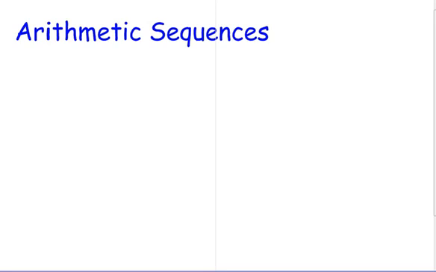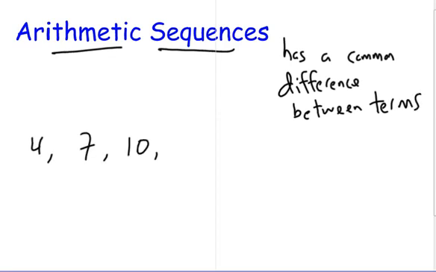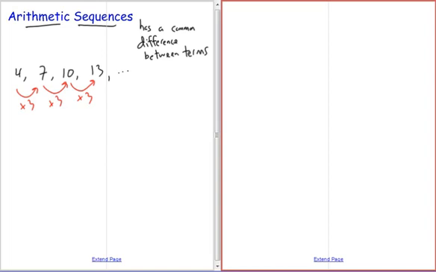Alright students, so we are talking about arithmetic sequences. Specifically, an arithmetic sequence is a sequence that has a common difference between terms. So if we look at the sequence 4, 7, 10, 13, and so on, we can see there's plus 3, plus 3, plus 3 in each one of those situations. So arithmetic sequence, common difference: the same thing added or subtracted from each term to the next.